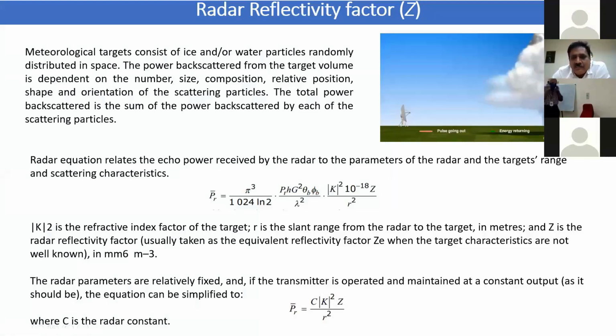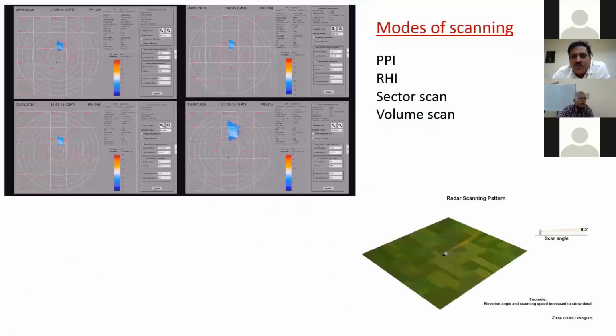Similarly, you can get the velocity. If you can make a complete 360-degree rotation, then you can get the distribution around you. These are the different modes of scanning, this is with our X-band radar at NARL. There are different modes of scanning. You fix an elevation, and then you make a 360-degree azimuth rotation, so you get a PPI. This is how it looks.